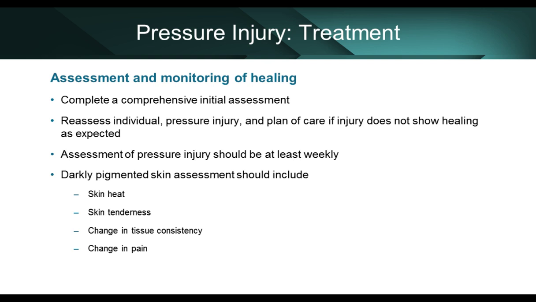So the second component would be assessment and monitoring of healing. You've got to do a complete comprehensive initial assessment, and then you need to reassess this individual, the injury, and the plan of care on a routine basis if this injury does not show healing as expected. There are a number of tools that you could use to use a standardized approach. This assessment should be done at least weekly, but saying that, a caveat is think about the setting that you're in. Home care, I think that would make sense.